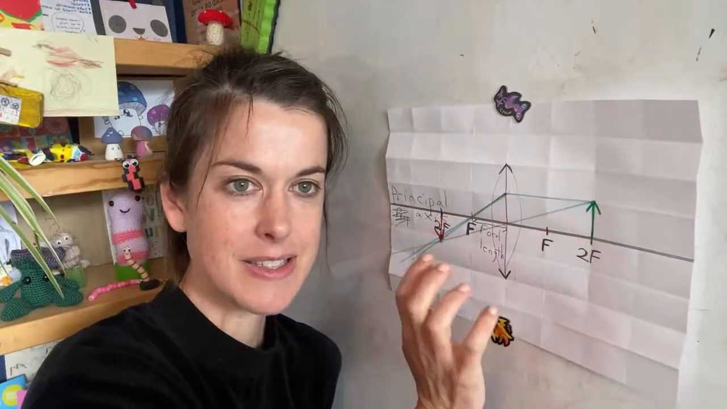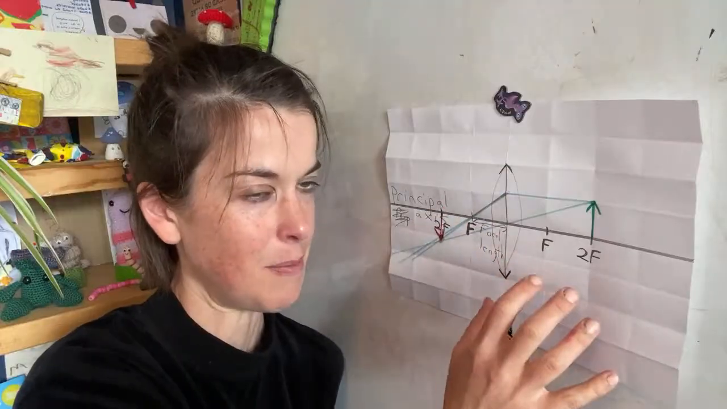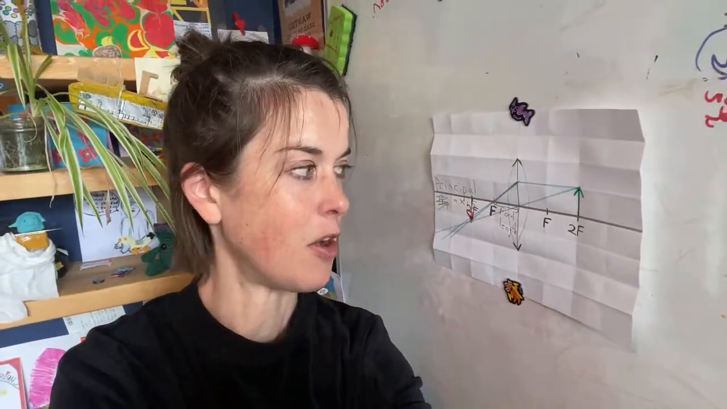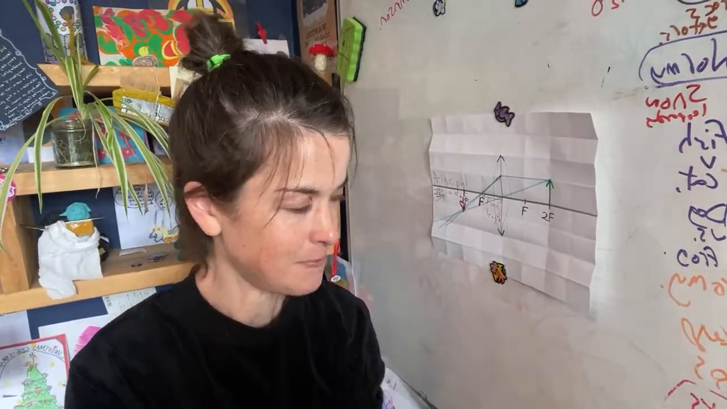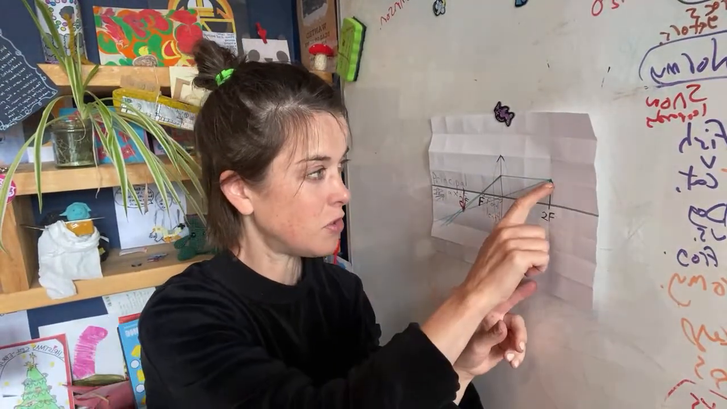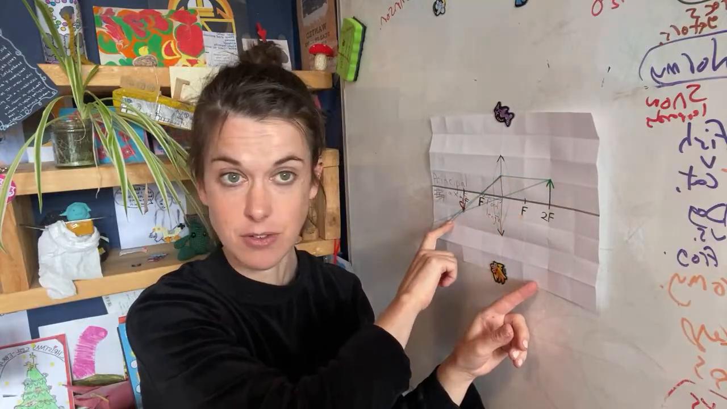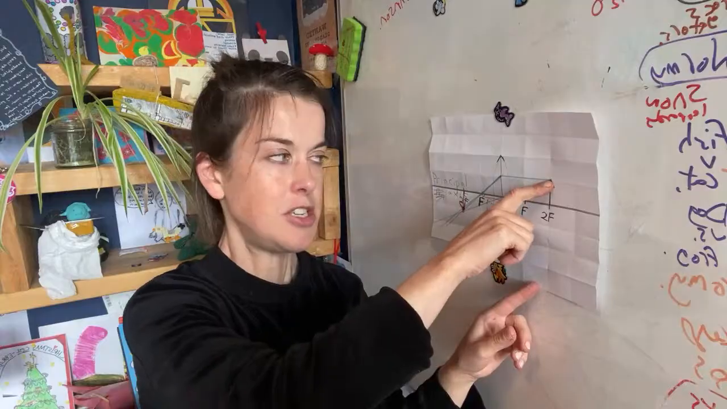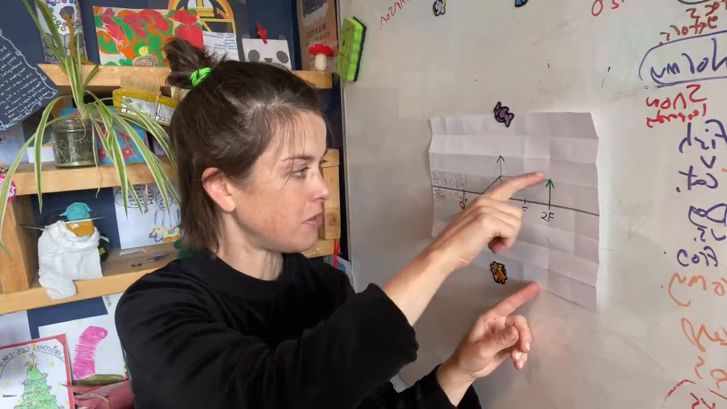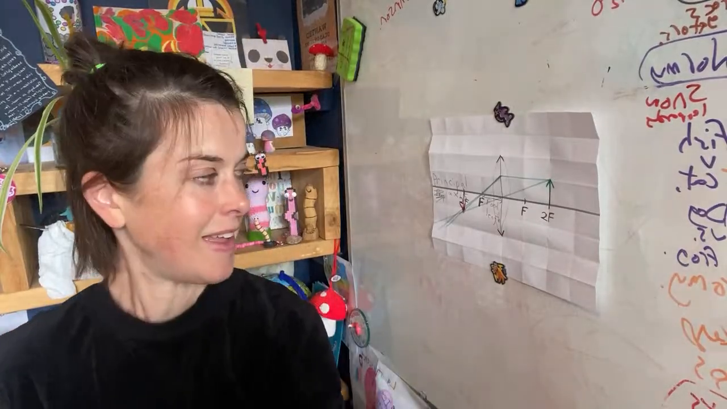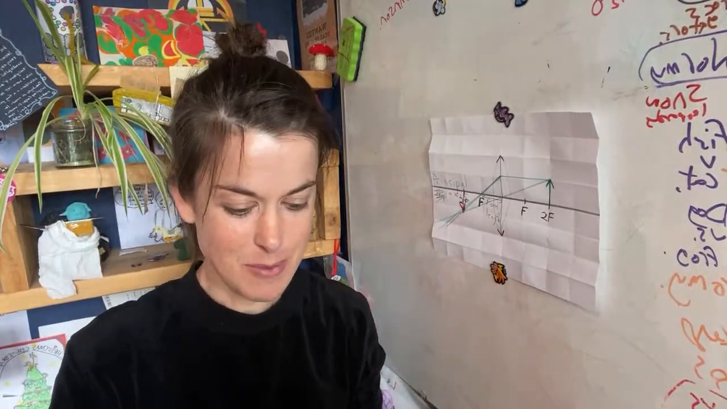Let's just see if you can draw these diagrams for different situations. I want you to think that the object is moved to different places and just do what I've done. Draw one line from the top of the object, parallel to the principal axis and then down through the focus, and draw another line just from the top of the object straight through the centre of the lens as if nothing has happened. And have a think about what kind of image you've got.